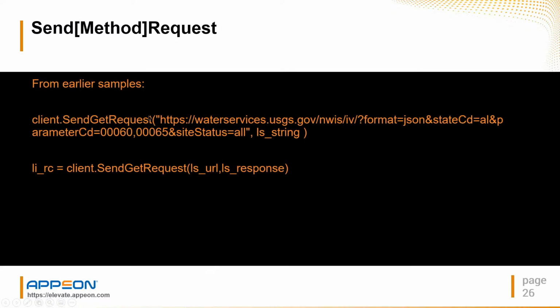So this is that call to the water services at USGS, and so we do a send get request. If there's any data at all being sent in the arguments of the URL itself, that's the only way you can send any kind of data. And we get the response back.